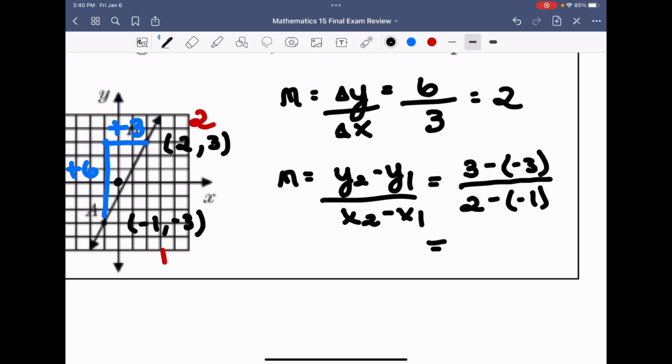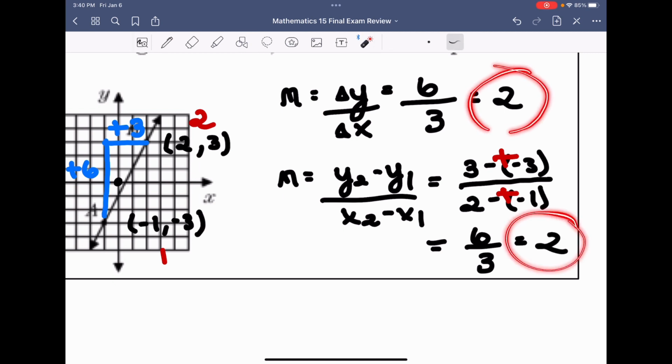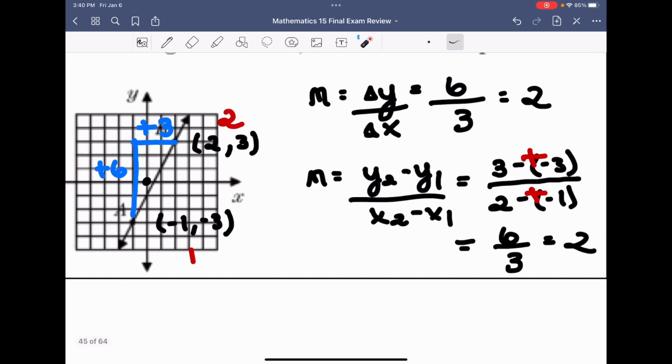Now, this is equal to 3 minus -3. That turns positive, just like the denominator turns positive. And we get 6 over 3, which is equal to 2. Yet again, you can see we get the exact same number. So whichever one you find easier, if you want to just go rise over run, or if you want to use the slope formula, which is slightly more difficult but gets you the same answer, perfect.